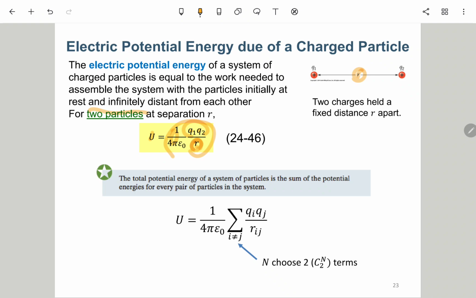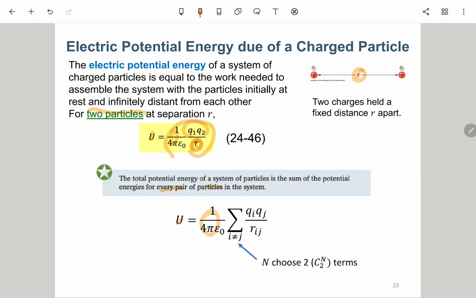But the general case is that the total energy of a system of particles is the sum of the potential energy of every pair of particles in the system. Which means here we have more than two charges. So if we would like to calculate the potential energy stored in this system with multiple charges, we need to use this formula.